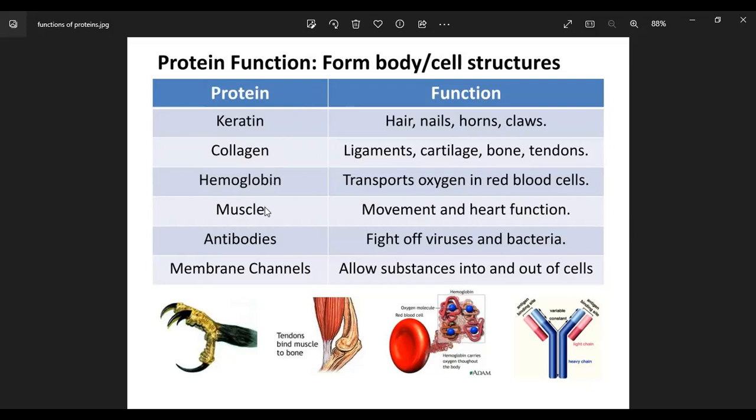We have muscle, that the muscle is formed up of proteins which will help in the movement and heart functions. We have antibodies that fight off the infection in bacteria, that is also a kind of protein. And most importantly, the membrane channels, these are the channels that allow substances in and out of the cells. Those are also formed of the protein. So here we can see that how important the proteins are in human body, not just in human body but in different life forms as well. So here we end up with the introduction of the proteins.